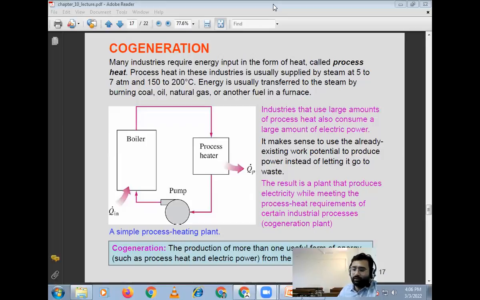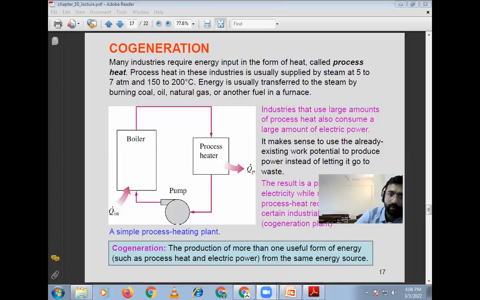So cogeneration is a method, in this case, of production of more than one useful form of energy, such as process heat and electric power, from the same energy source. Same energy source means your boiler: in the boiler, a little steam you use for electric generation, and a little steam you use for process heating.